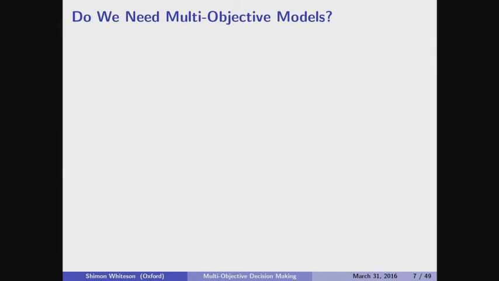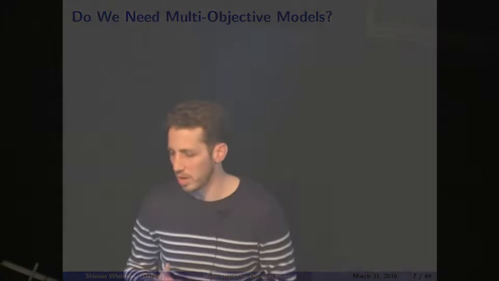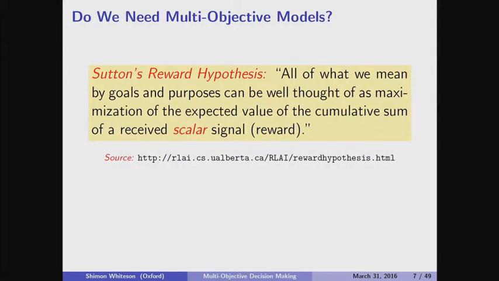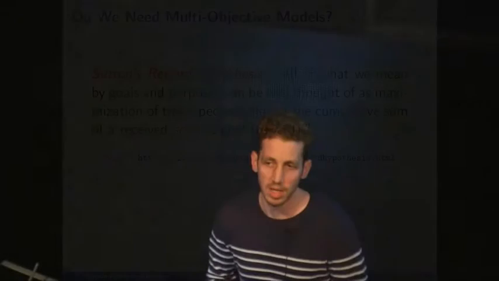Okay, so we can see that a lot of problems can be naturally characterized as multi-objective, but that actually doesn't necessarily imply that we need special multi-objective models, that we need new algorithms for dealing with situations that are naturally thought of in a multi-objective way. So I want to try to convince you that, in fact, we do need those models. I want to start with something called Sutton's reward hypothesis. Some people actually don't believe that we need multi-objective models. Some people explicitly argue against having any kind of multi-objective models or algorithms.